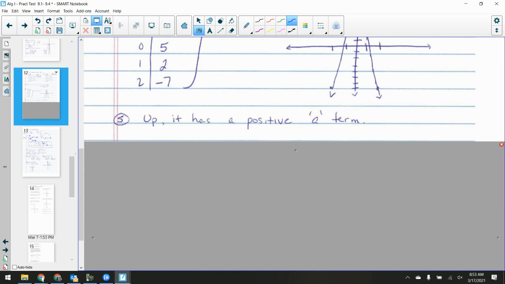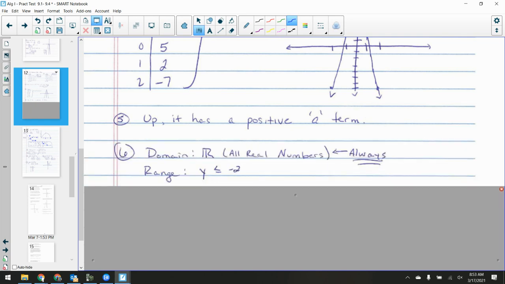Ben, you had number 6, right? Can you sketch the graph there too? Good. The domain of any quadratic is always all real numbers. The range depends on whether it's a minimum point or maximum point. Do you see how that's a maximum point? That means everything below is the y value, so everything less than or equal to the y value of the vertex. The y value of the vertex there is negative 2. So the domain is all real numbers, and the range is y is less than or equal to negative 2.